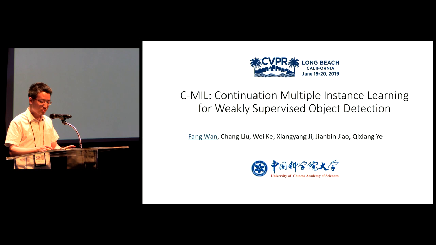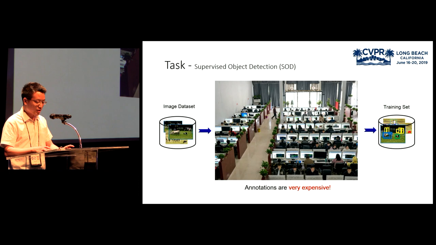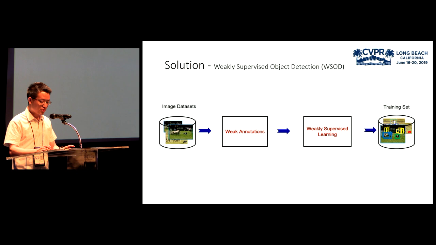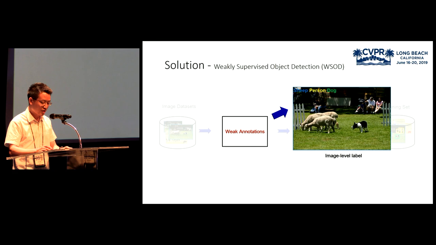Our task is to deal with object detection, where in supervised detection, the image data sets often need to be annotated by humans to get a training set. However, the annotations are very expensive. To solve this problem, people propose weakly supervised object detection, which only needs weak annotations and weakly supervised learning methods to mine objects. The weak annotations are image-level annotations indicating the absence or presence of a class of object, which is very convenient. In this way, the annotation cost is significantly reduced.